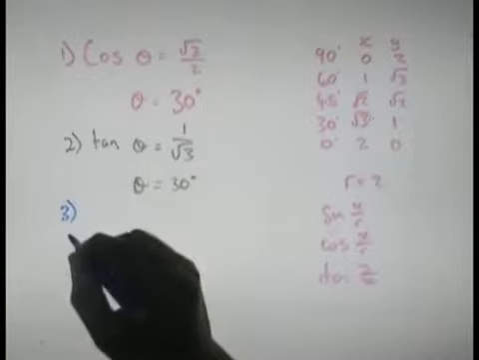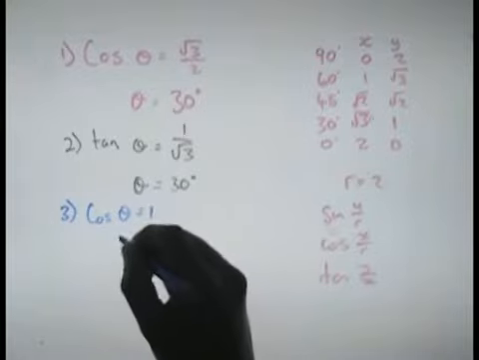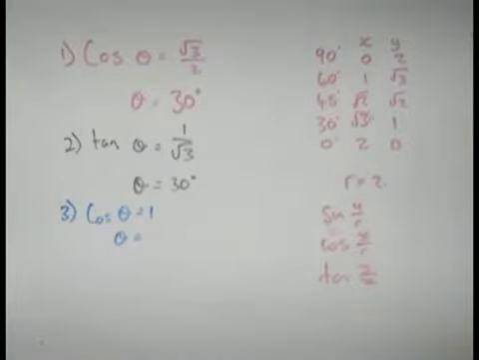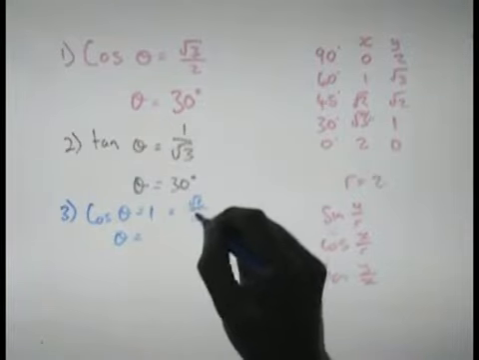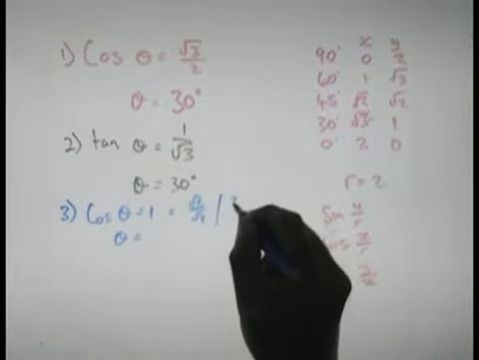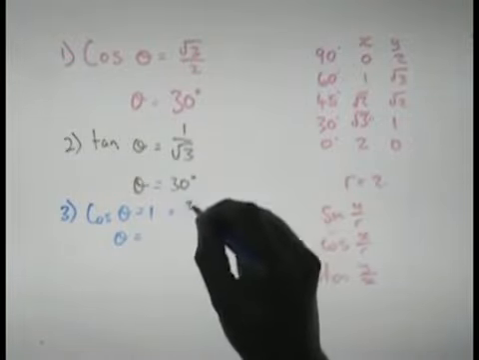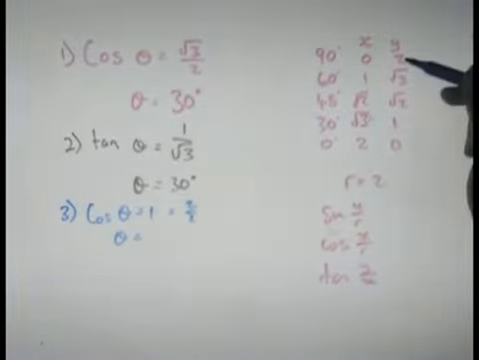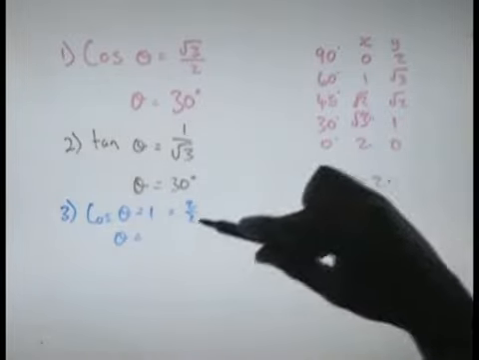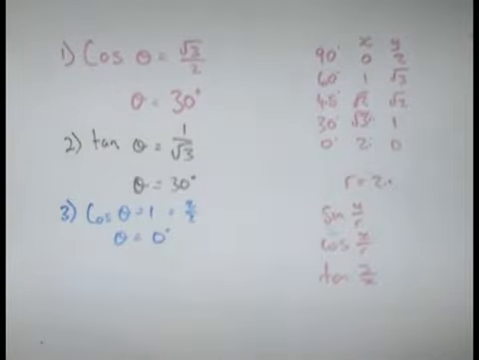Number 3, cos of theta is equal to 1. That means that theta is equal to, now if cos of theta is equal to 1, isn't 1 the same thing as either root 2 over root 2 or 2 over 2? We're going to be working with 2 over 2 in this case. When is our x value 2 and our r value 2 as well? That's of 0 degrees.